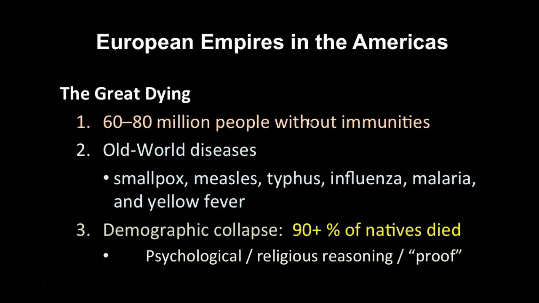Okay, a few more points that are important. The Great Dying. The Great Dying starts when Europeans end up conquering territory in the Americas. And the Great Dying is literally the dying of the Native American population. For the most part, it was because of diseases. There were at least 60 to 80 million people that did not have immunities. They had not been exposed to those microbes that came from Europe. And those Old World diseases like smallpox, measles, typhus, influenza, malaria, and yellow fever ended up decimating the population by at least 90% very, very quickly.